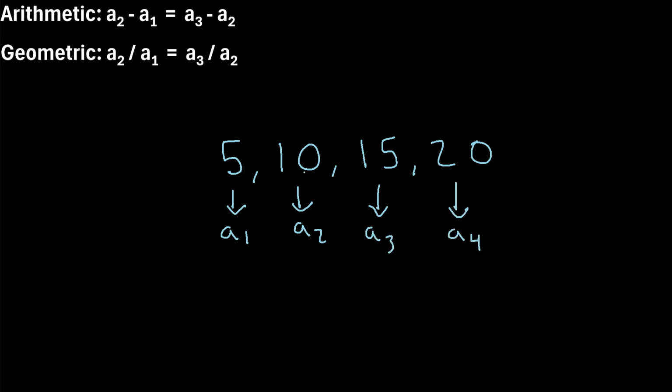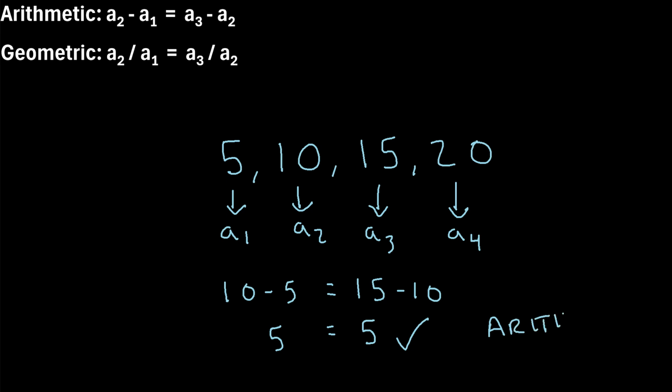So a2 minus a1, that's 10 minus 5. We'll check if that's equal to a3 minus a2. So a3 is 15, a2 is 10, so 15 minus 10. On the left-hand side, we get 10 minus 5, that's 5. On the right-hand side, we get 15 minus 10, that's also 5. So these two values are equal, so yes, this is arithmetic.